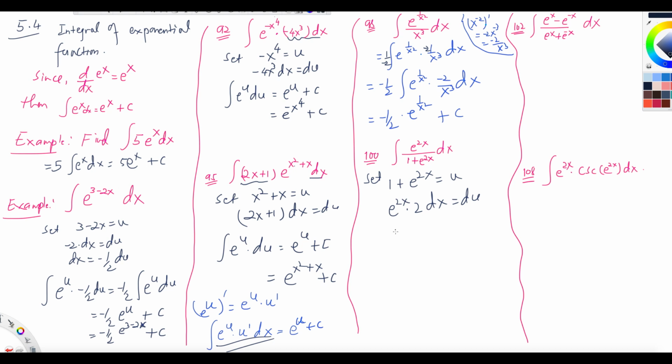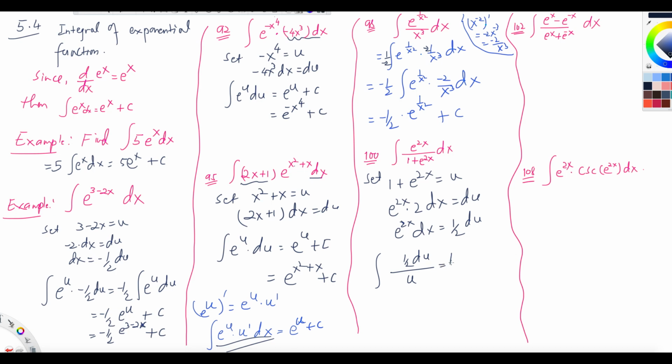So you divide by 2 on both sides. You get e to the 2x dx equals 1/2 du. So this is like 1 over u and then du, right? Because e to the 2x dx is 1/2 du, and 1/2 du is divided by that thing, which is u.